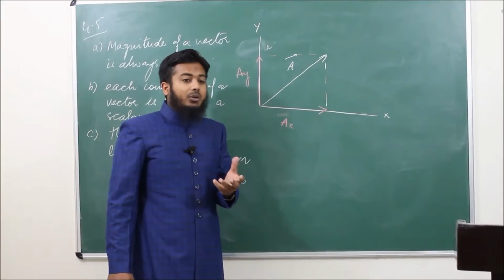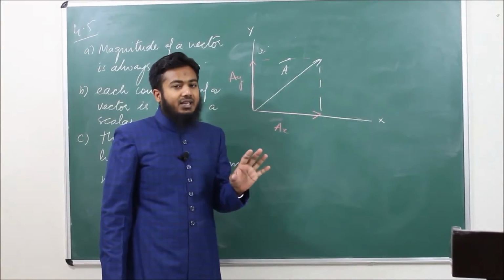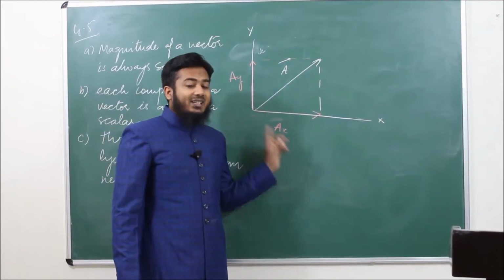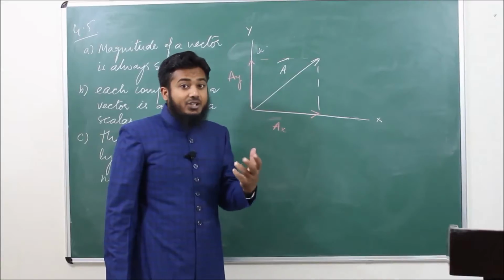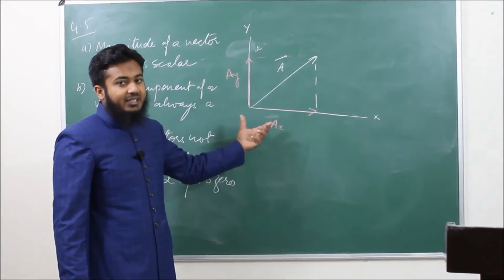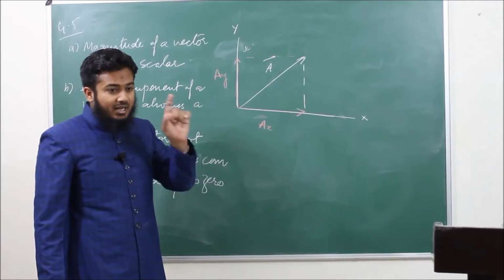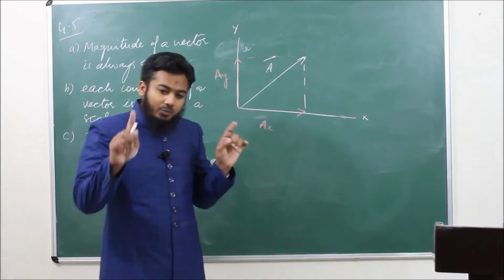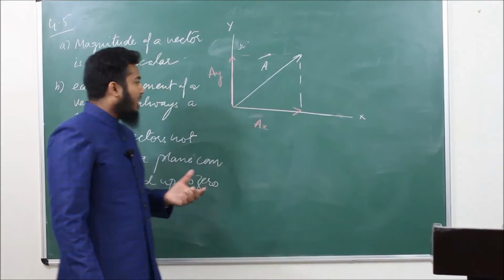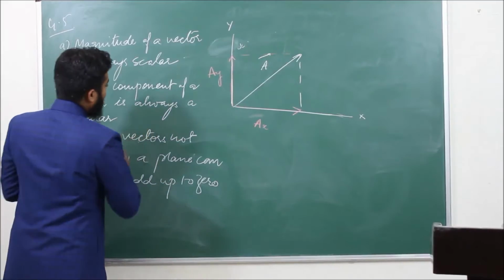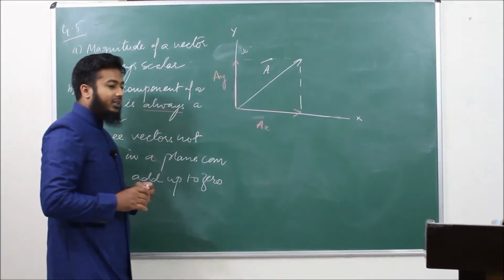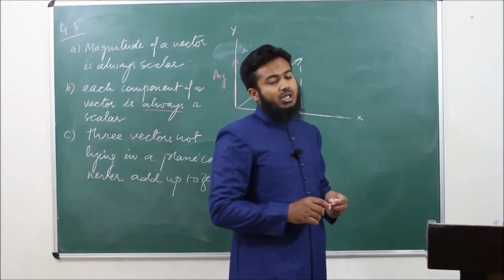But if you are talking about the component in a particular direction, then this is a vector. If you are saying that this is a component along the x-axis, then we are specifying direction also. So this is not scalar, this is vector now. A component along the x-axis is a vector. And if you talk about just this length, then that is scalar. So here this word always makes the statement false. The component of a vector may be scalar if you are not talking about the direction.